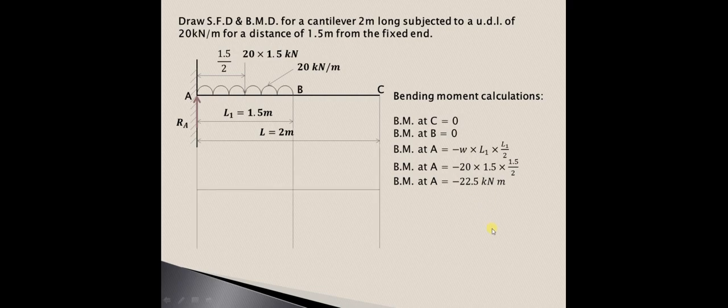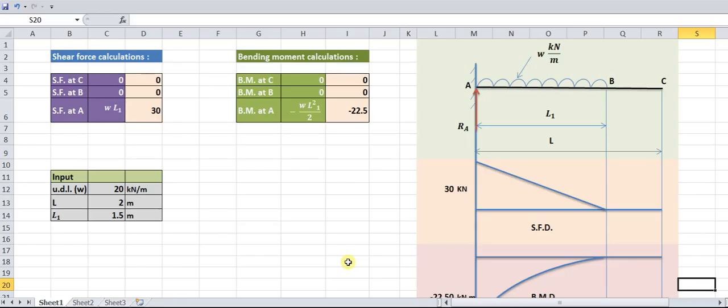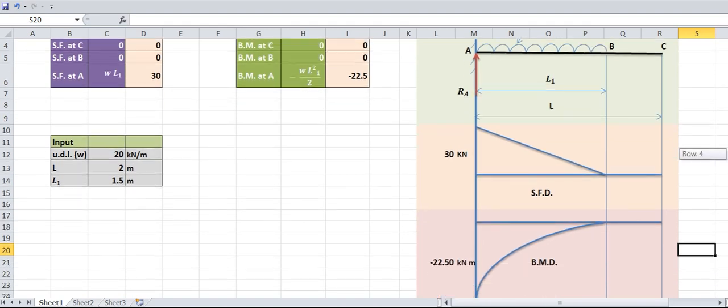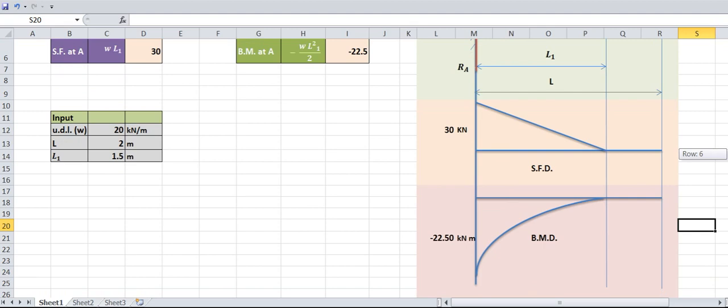Now let us draw the bending moment diagram. So bending moment at C it is 0, bending moment at B is also 0, and as it is the UDL, we are having the parabolic curve as shown over here. So as we have seen in the explanation part, this is the cantilever beam which is subjected to a UDL of W kilonewton per meter at a length of L1 from the fixed end, and we have drawn the shear force and bending moment diagram also for this.